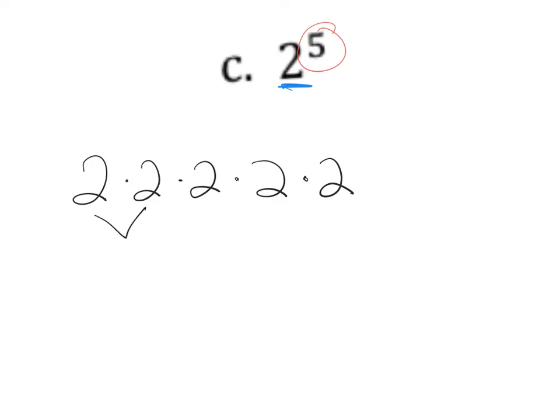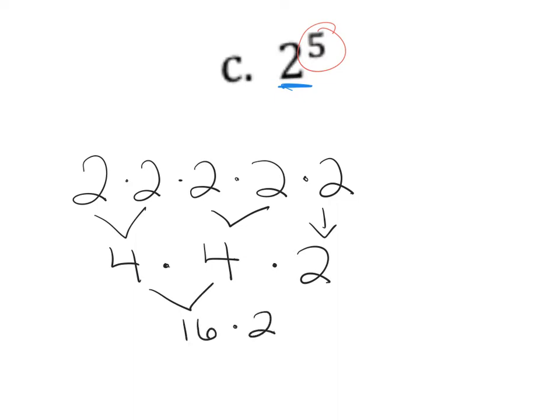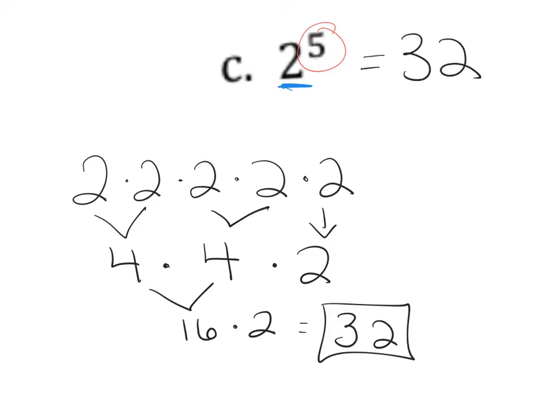So once again, we're going to pair up. 2 times 2 is 4. Then I have another 2 times 2, which is also 4, and I'm going to drop this 2 down. Then I have 4 times 2, which is 8, and then drop the 2 down again, and 16 times 2 is 32. So your final answer will be 2 to the 5th power is equal to 32.